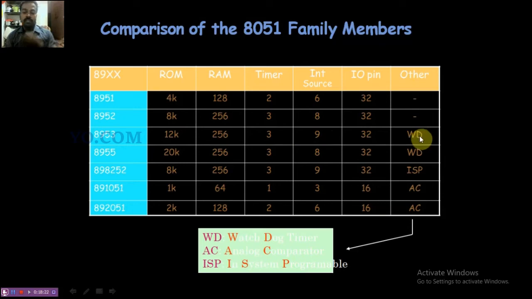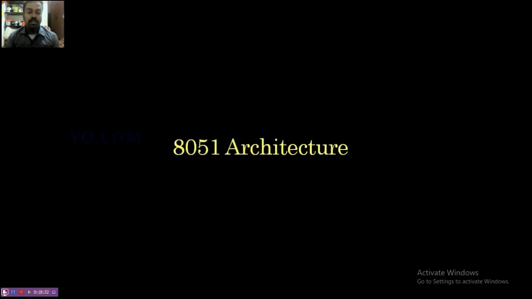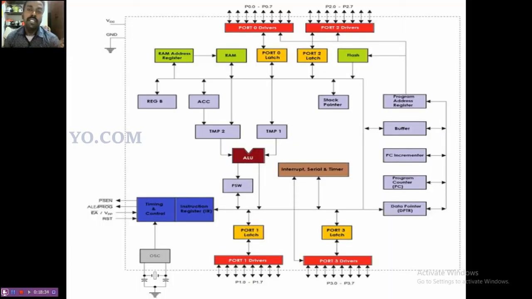Here WD means watchdog timer. Okay, right. So similarly, with every version update we have some improvement in the microcontroller. Then the architecture of the 8051 microcontroller. So what is architecture? Architecture means the building blocks of the 8051 microcontroller. Okay, we will see one by one.